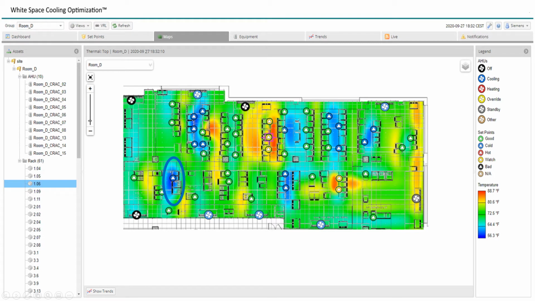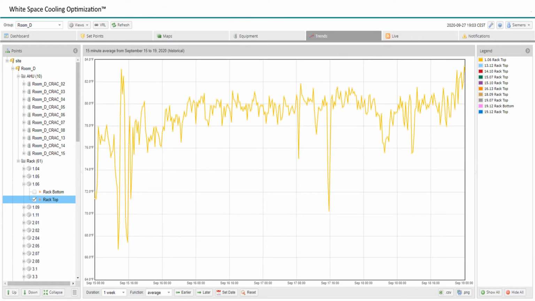Note that at this point, the system had already optimized operations and is cooling the space with 5 units down from 9. The units turned off are indicated in black, and those that are turned on are shown in blue. We then review the trended temperature data from the hottest sensor in the room. It has been consistently high compared to our upper limit of 80.6 degrees, and you can see that there are times it's exceeding it.